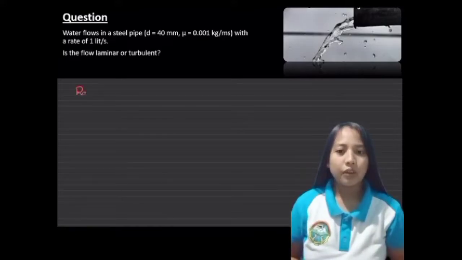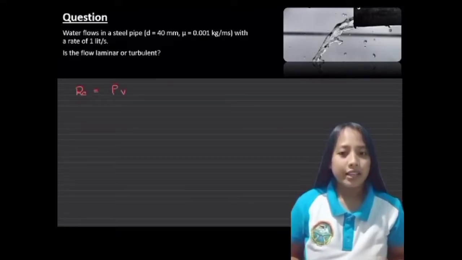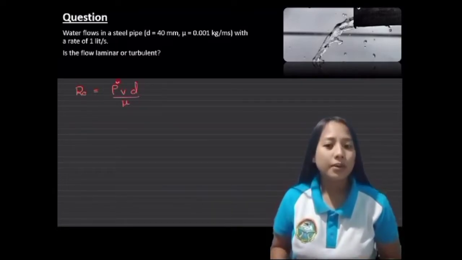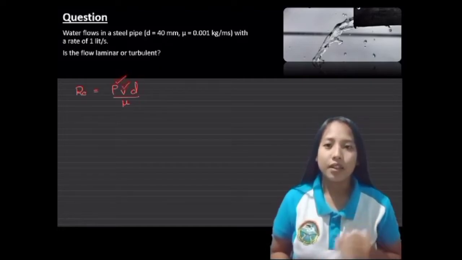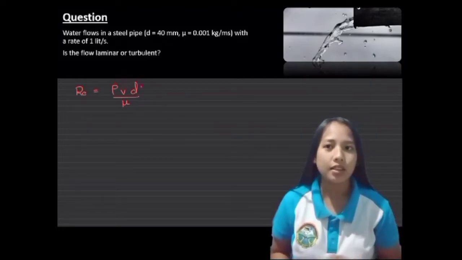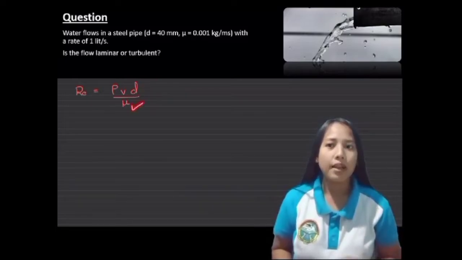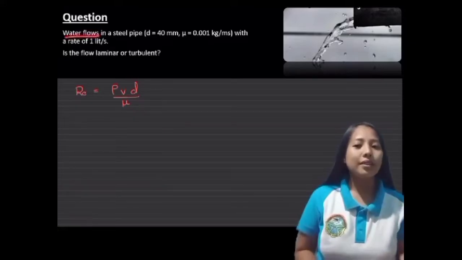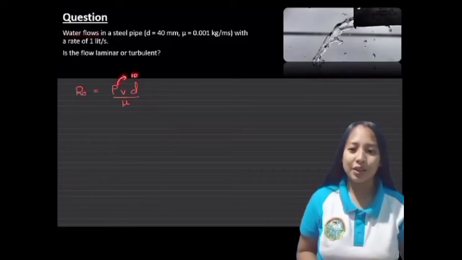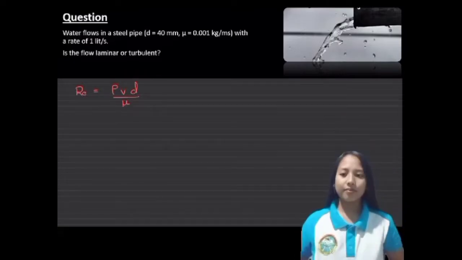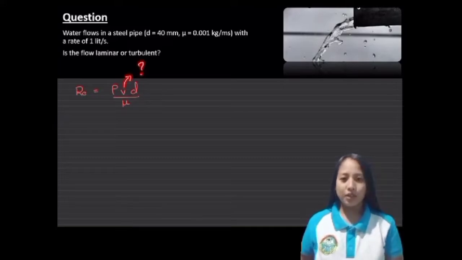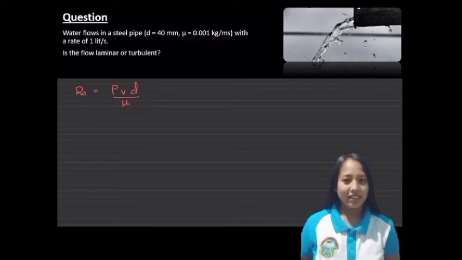The formula to work out Reynolds number is Re equals rho V D divided by mu. In here, rho represents the density, V is the velocity at which the fluid is traveling, D is the diameter of the pipe, and mu is the viscosity of the fluid. We know that it is water that's flowing, so the density is going to be 1,000 kilograms per meter cube. The velocity at which it is traveling is not given to us in this question, so we need to find it. The diameter is given and the viscosity is given as well.